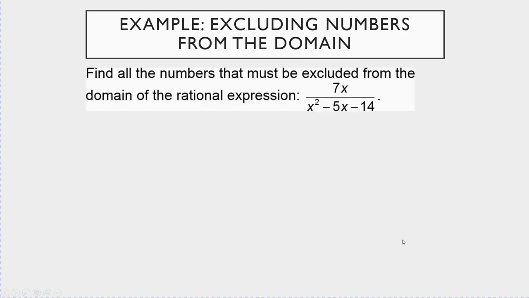Let's find all the numbers that must be excluded from the domain of this rational expression. When you want to find the domain, you're going to look at the denominator. So I'm going to look at this x squared minus 5x minus 14. You don't have to worry about the 7x here. What you want to do is figure out what values of x will make this expression equal 0. The easiest thing to do is to factor the expression.